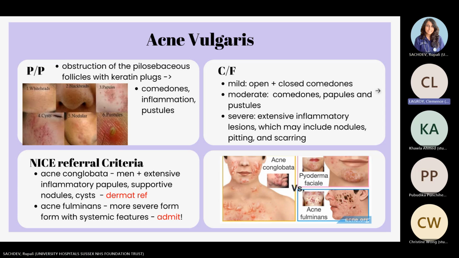Yeah. So I'm just going to restart. The way it presents, the pathophysiology, is the obstruction of the pilosebaceous follicles with keratin plugs, which causes those closed comedones, which will present as white or black heads. They can also be quite inflamed, so you're going to have erythema. You can have cysts, you can have nodular presentations, and then you can also have the pustules, which are all demonstrated really well on the 6 pictures down there.